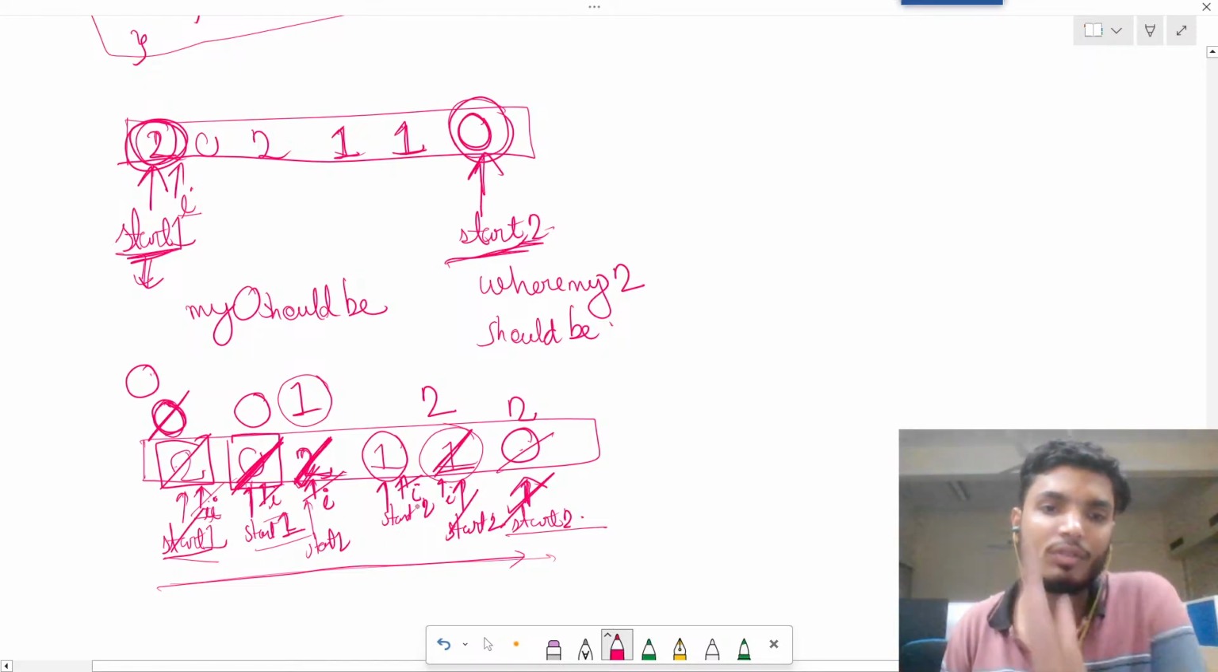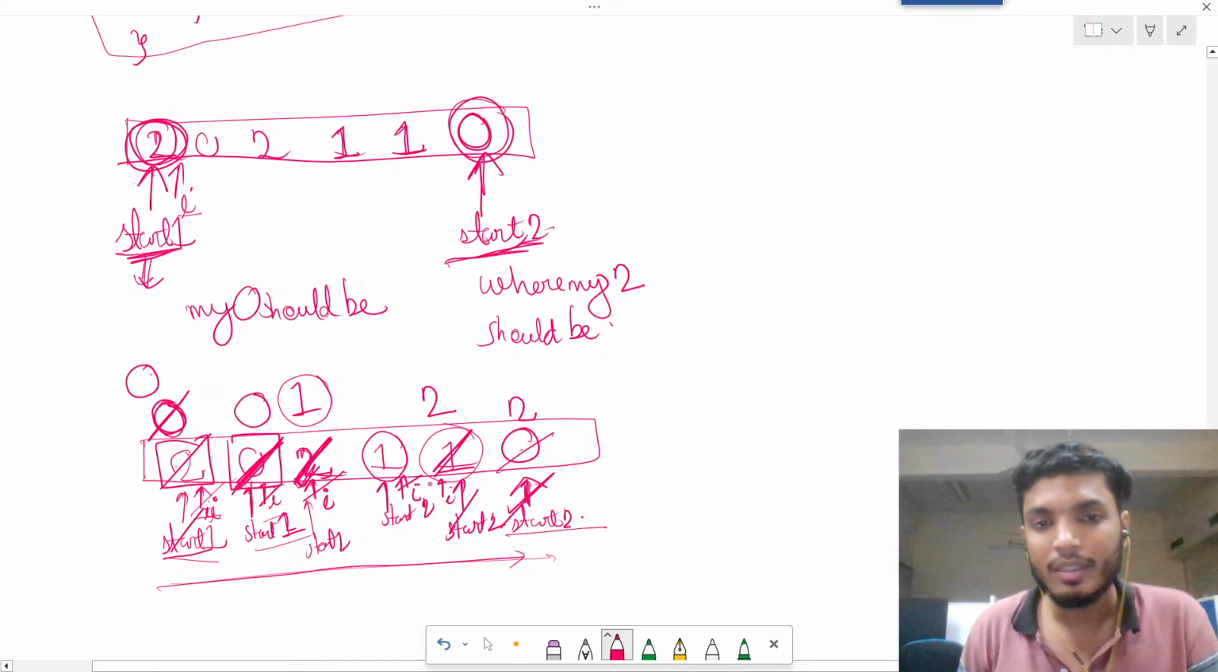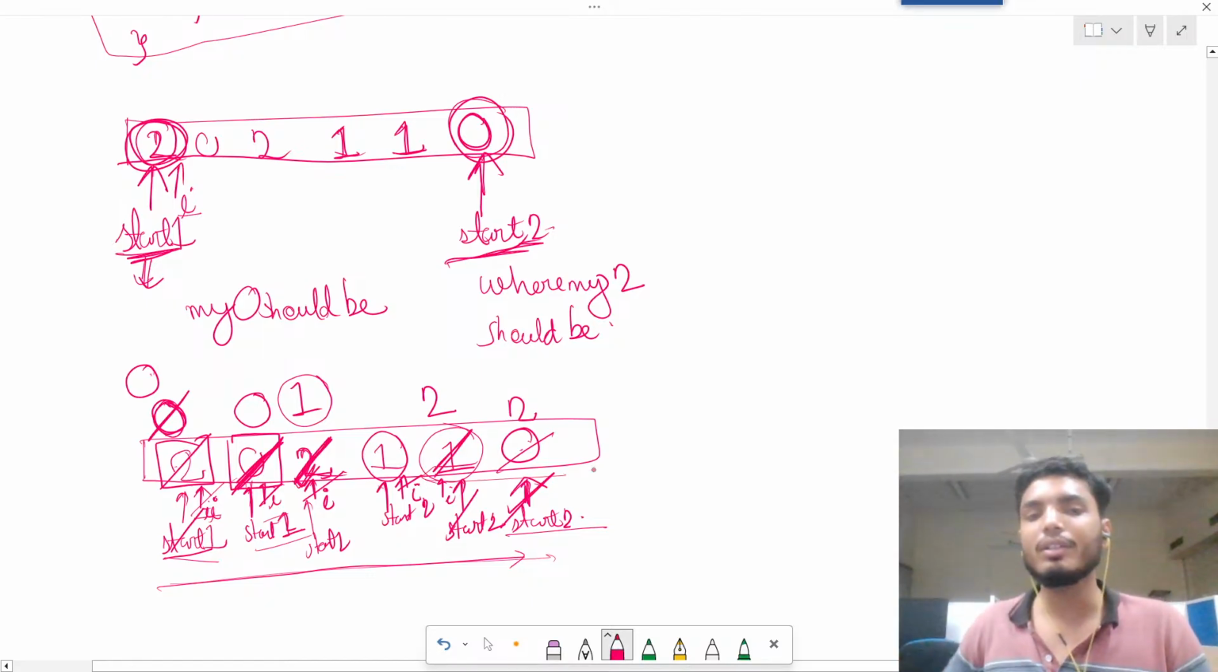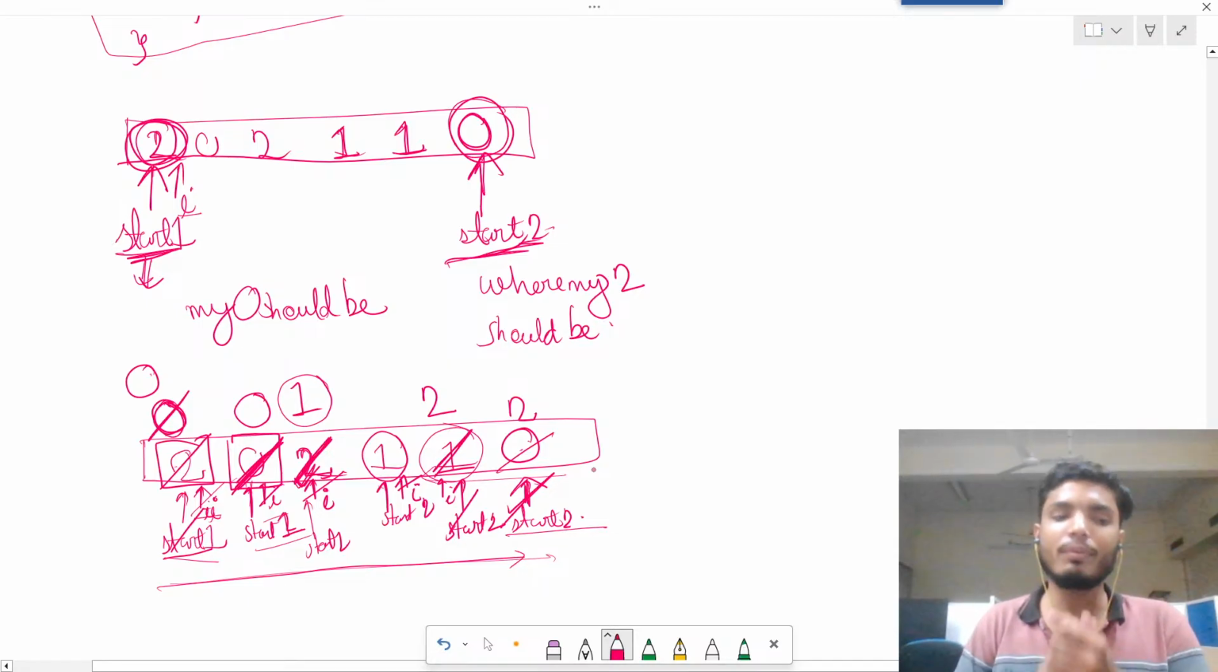I has crossed start 2, which means all the elements after start 2 are already 2. So when they are already 2, you don't need to do anything. Okay, so you have to stop.